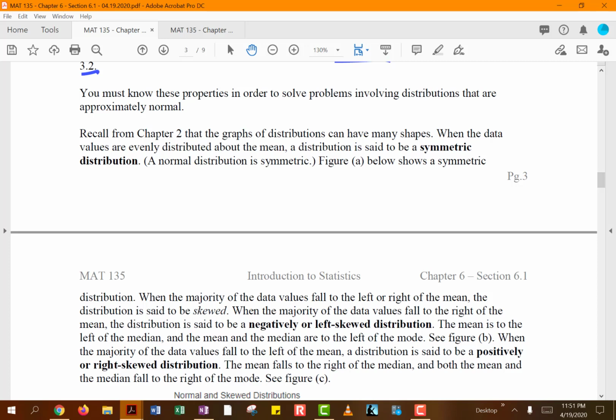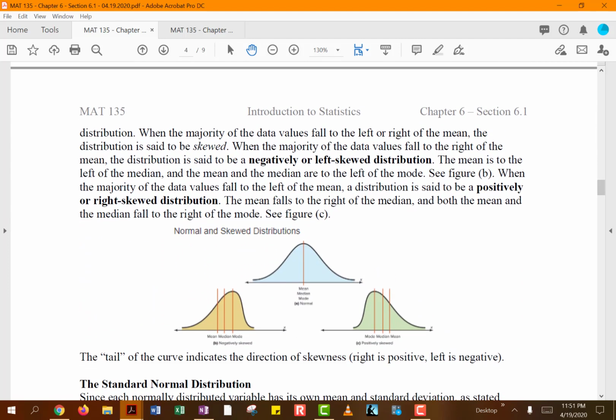Now if your data values are evenly distributed about your mean, then we say the distribution is a symmetric distribution, right? And that means if you're talking about symmetry, we're also talking about the normal distribution here. So this figure on the top in the blue is talking about the normal distribution, where your mean, median, mode are all going to be at the center of your data set.